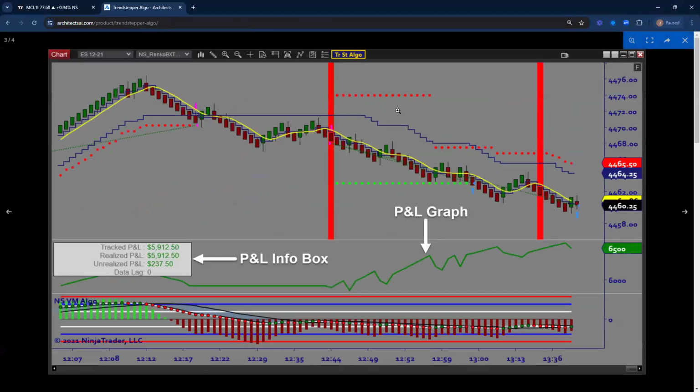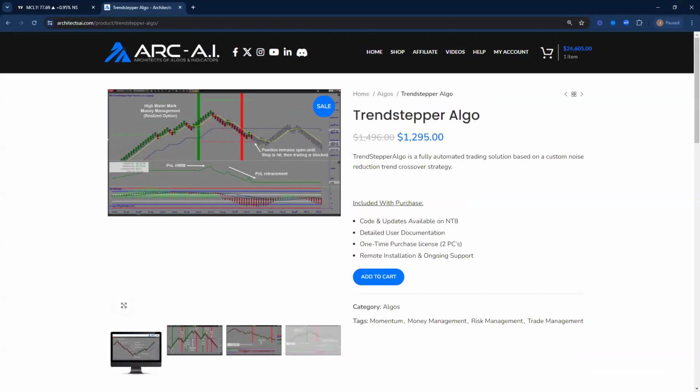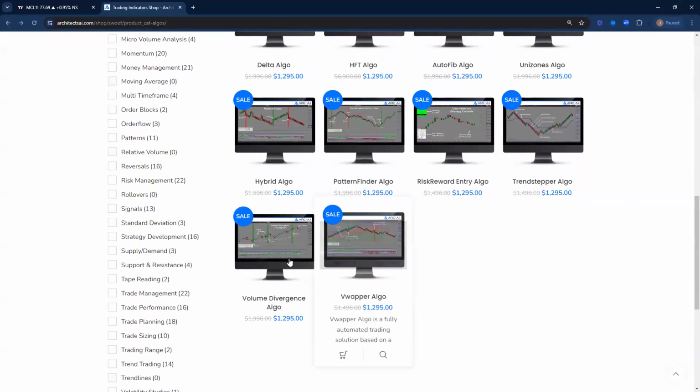Anyway, you see how these cross right here? So the stepping average crosses under this other moving average. That's what the signal is. So when you get the cross, it'll enter the trade. Very trending, good on ES, NQ, RTY, anything that's trending in nature.